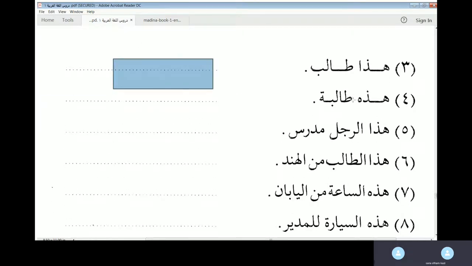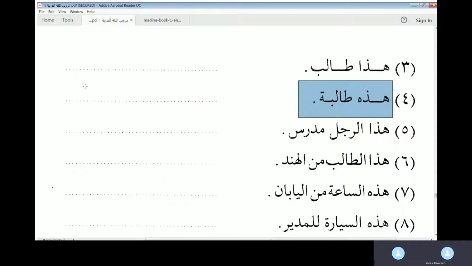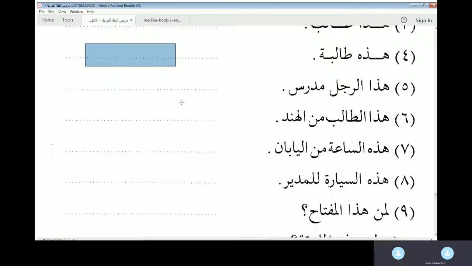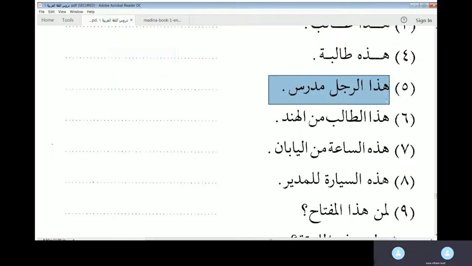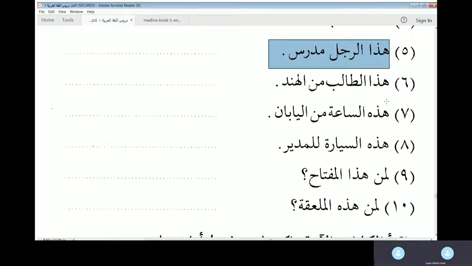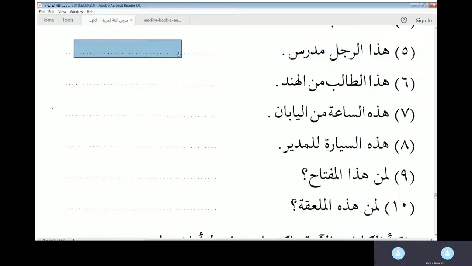Hadhani Talibani. These are two students. Hadihi Talibatun. This is a female student. Hatani Talibatani. These are two female students. Hadhar Rajulu Mudarrisun. This man is a teacher. Hadhani Rajulani. Mudarrisani, these two men are teachers.